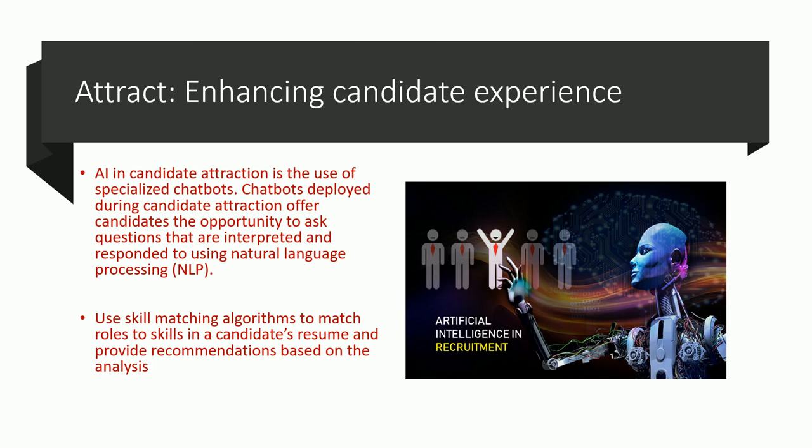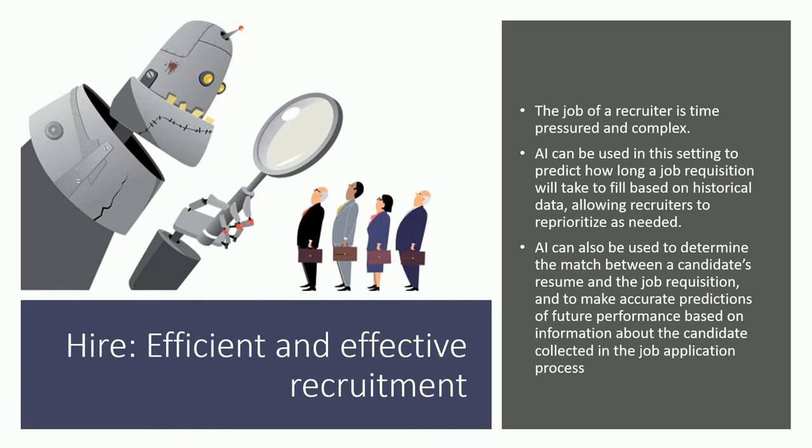So what AI can do is use text analysis and pattern recognition matching. It is able to match the right candidate resume with the job role, right? So we can utilize artificial intelligence with the help of natural language processing algorithms, using skill matching algorithms to match the roles to the skills of a candidate resume and provide recommendations based on the analysis that AI can do for us in the recruitment domain. And if we closely look at the job of a recruiter, it is a time pressured and complex job. So AI can be used in this setting to predict how long a job requisition will take to fill based on historical data, allowing recruiters to reprioritize as needed, right? It can also predict, with this set of resumes or with this matching, how much time it will take to fill this job with the right candidate.